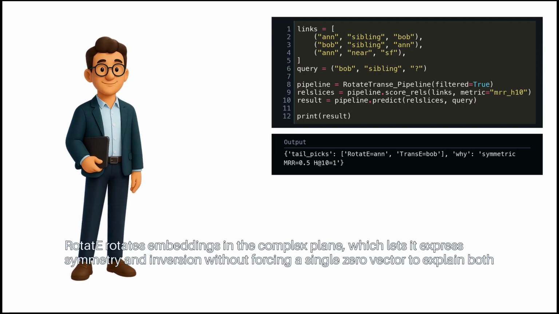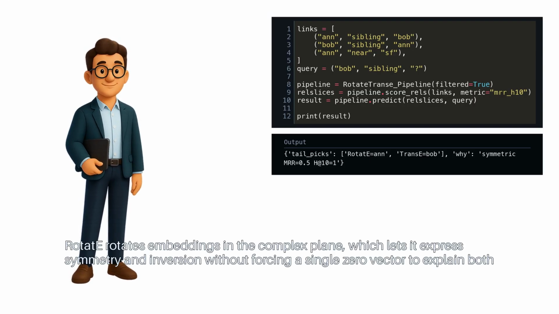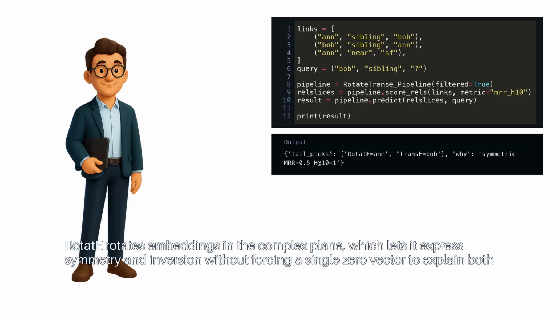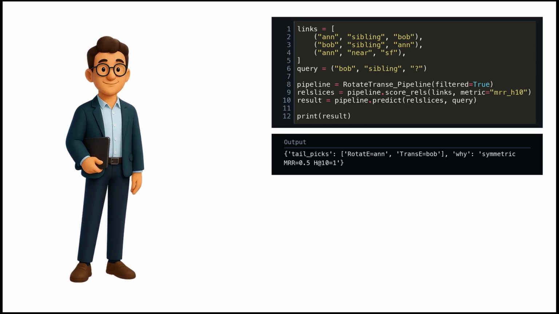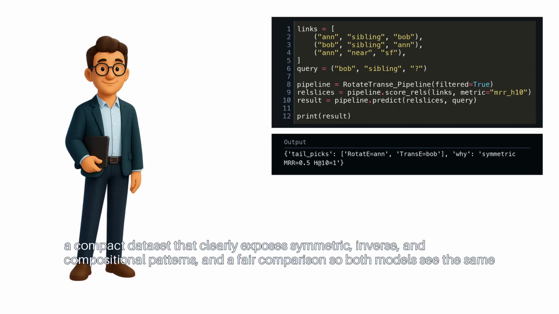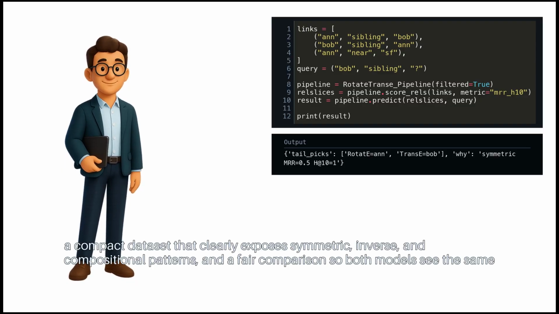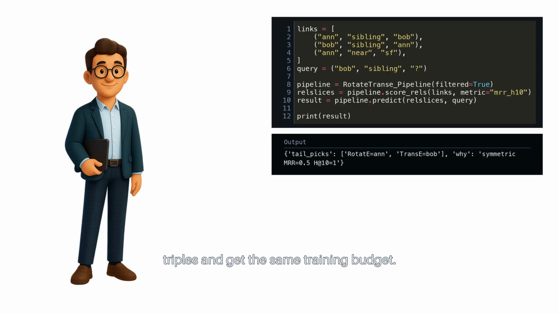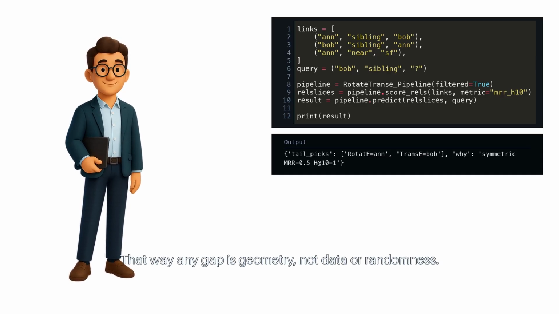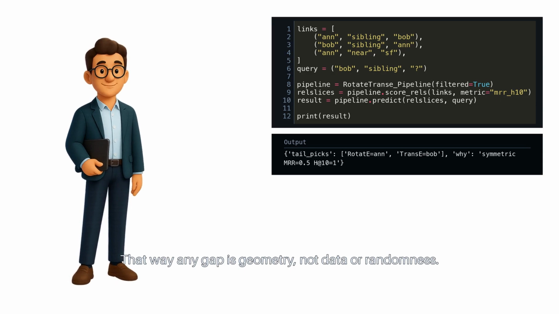RotatE rotates embeddings in the complex plane, which lets it express symmetry and inversion without forcing a single zero vector to explain both directions. We need two things: a compact dataset that clearly exposes symmetric, inverse, and compositional patterns, and a fair comparison so both models see the same triples and get the same training budget. That way, any gap is geometry, not data or randomness.